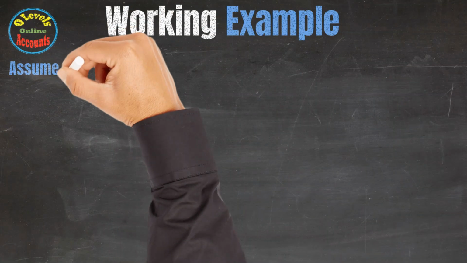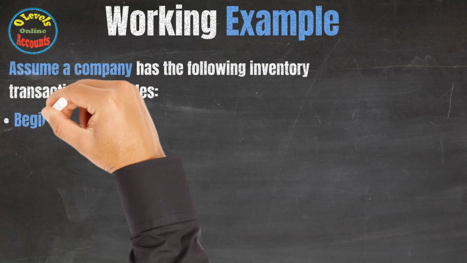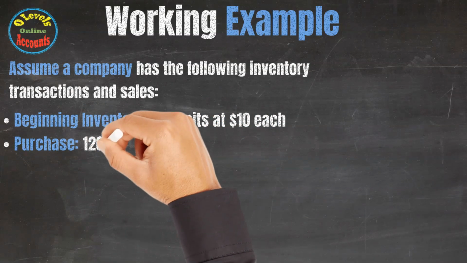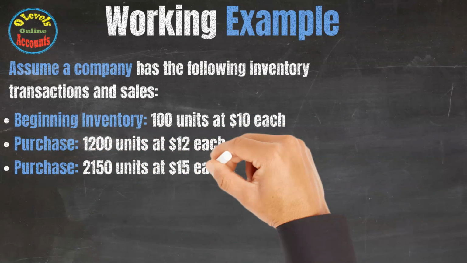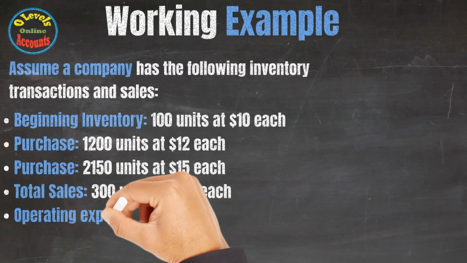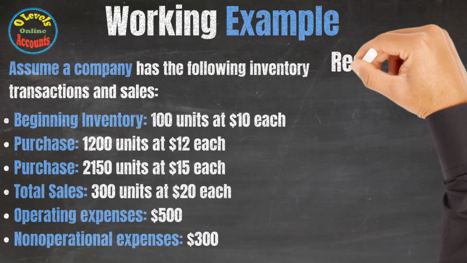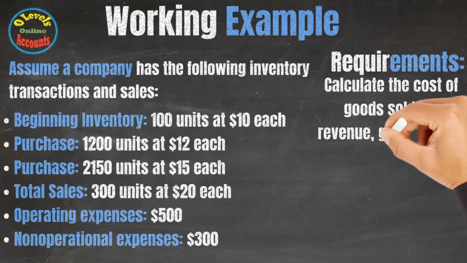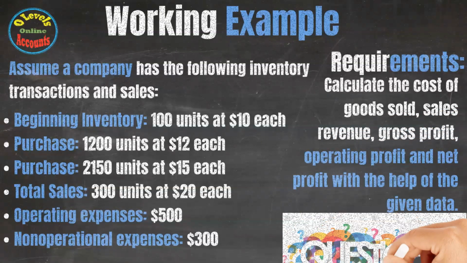In another example, assume a company has the following inventory transactions and sales: beginning inventory, 100 units at $10 each; purchase, 1,200 units at $12 each; purchase, 2,150 units at $15 each; total sales, 300 units at $20 each; operating expenses $500 and non-operational expenses $300. The requirement is to calculate the cost of goods sold, sales revenue, gross profit, operating profit, and net profit with the help of the given data. Let's move to the solution.